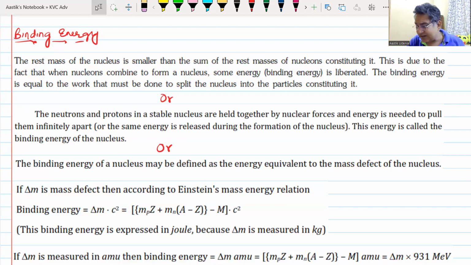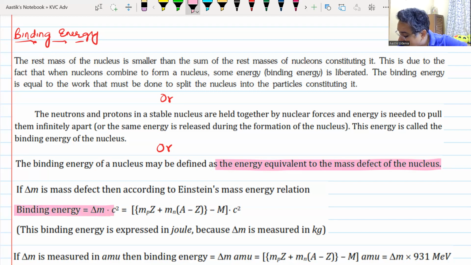You can understand it in this way, that it is equal to the energy which comes because of the mass defect of the nucleus. There is a mass defect in the nucleus. The mass of the nucleus is less than the mass of the nucleons. Some amount of energy is liberated. That energy is known as the binding energy. So how do you find out the binding energy of the nucleus? You multiply the mass defect by c square. Yes or no? Yes, sir.